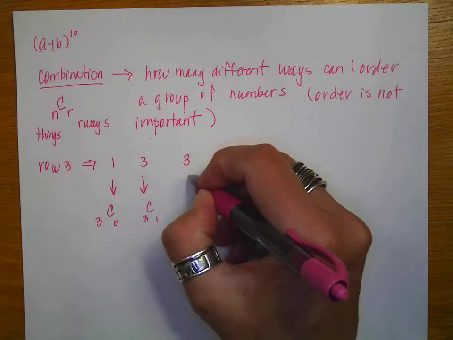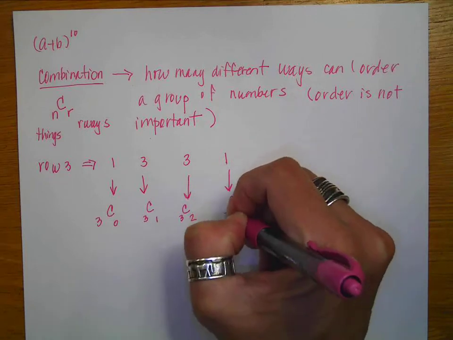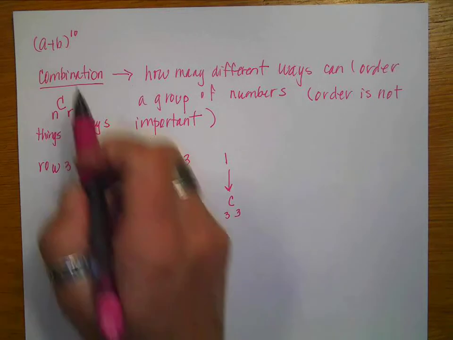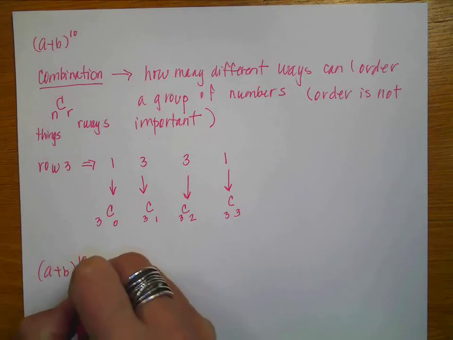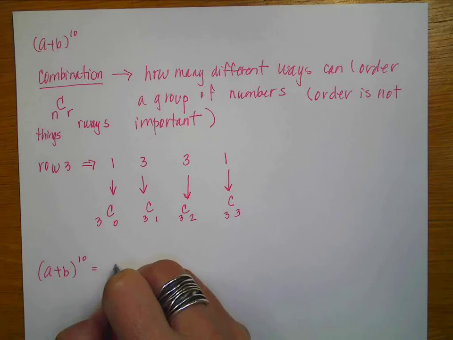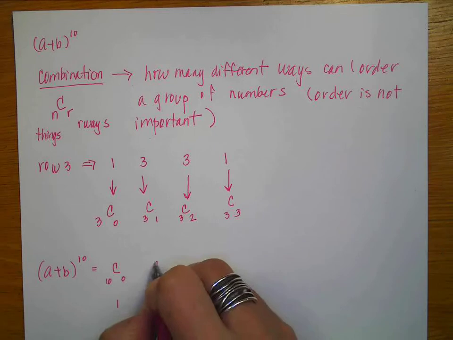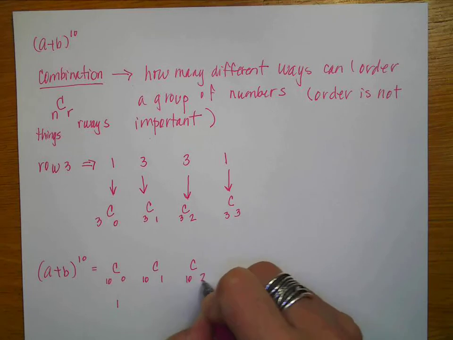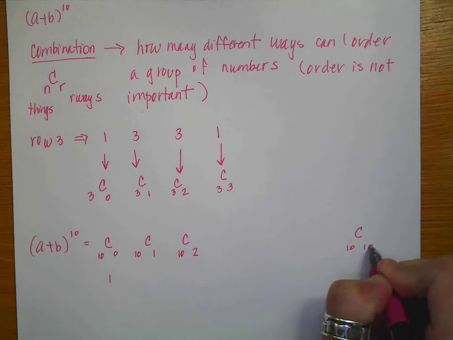This is going to be the combination of 3 choose 1. This is the combination of 3 choose 2. And this is the combination of 3 choose 3. Now, if you wanted to do something like a plus b to the 10th, my coefficients, and I'll show you how to generate these in your calculator. The first one would be the combination of 10 choose 0, and this is going to be a 1, and then I would do the combination of 10 choose 1, and then combination 10 choose 2, and it would go all the way until I got over here to the combination of 10 choose 10.